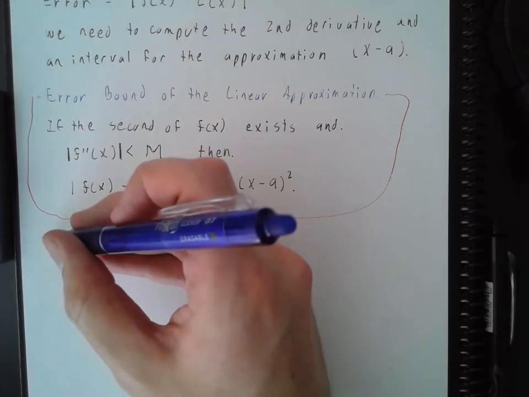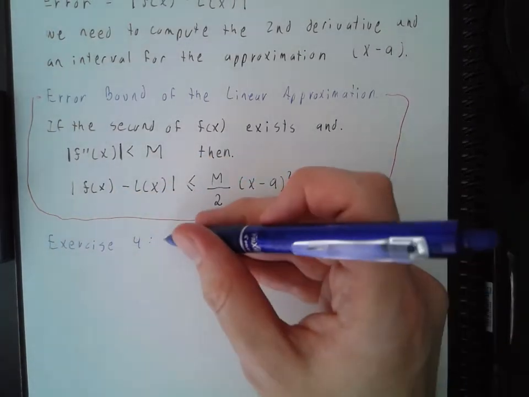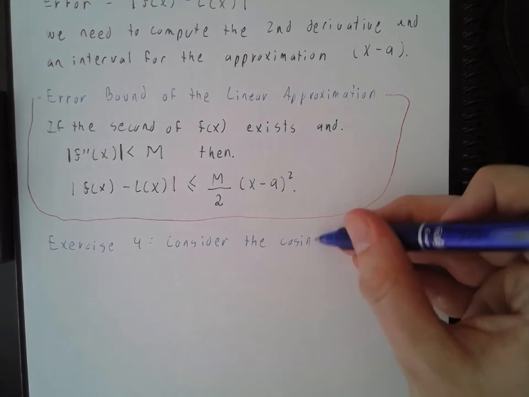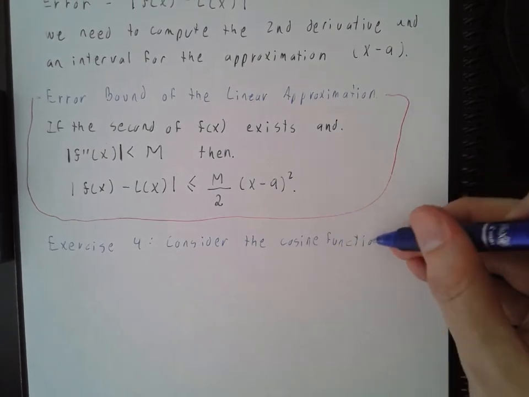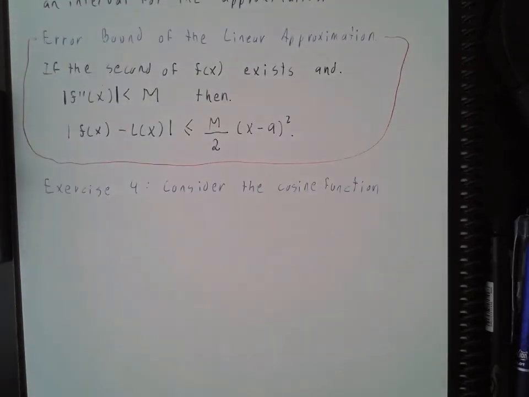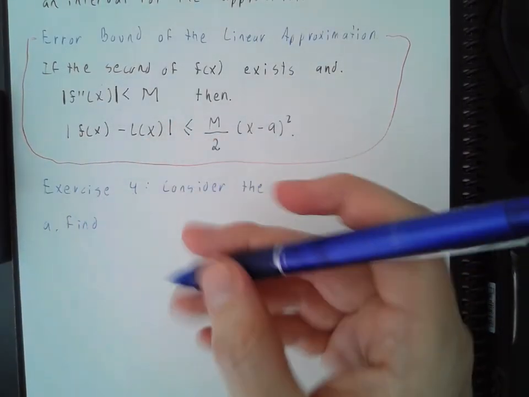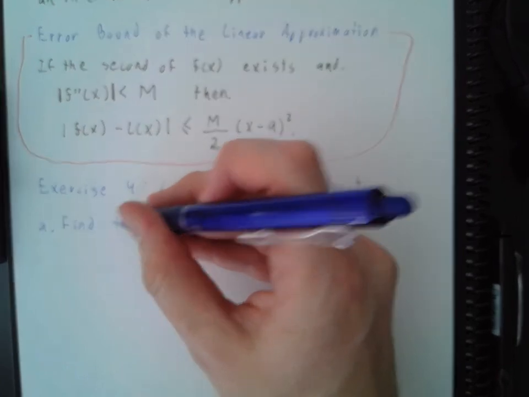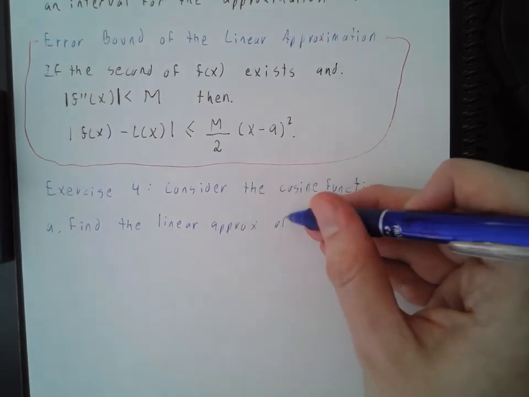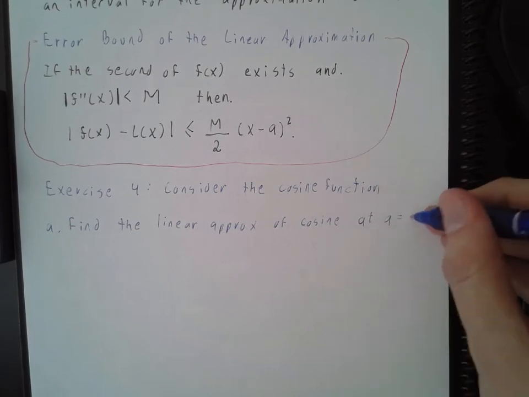What I'm going to do now is a toy problem. We're going to consider the linear approximation of cosine. This linear approximation is a little bit counterintuitive, because when you think about a linear function, you think the linear equation always needs to have a slope. But a constant function can be considered a linear equation with a slope equal to 0. So we're going to find the linear approximation of cosine at a equal to 0.